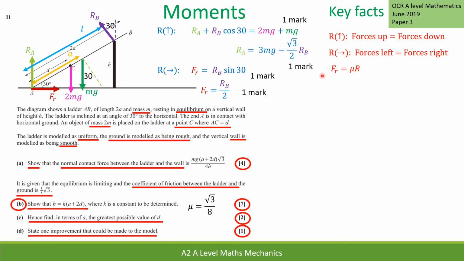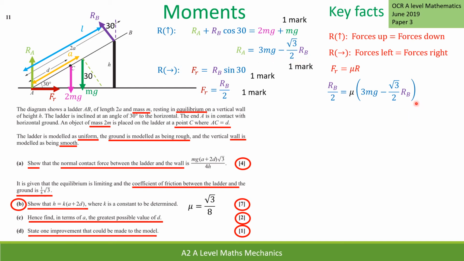From here, we've got to look at friction is equal to mu R. We know what R is, we know what friction is, so we can replace friction with RB over 2 is equal to mu times by my value of RA, which is 3mg minus √3/2 times by RB.